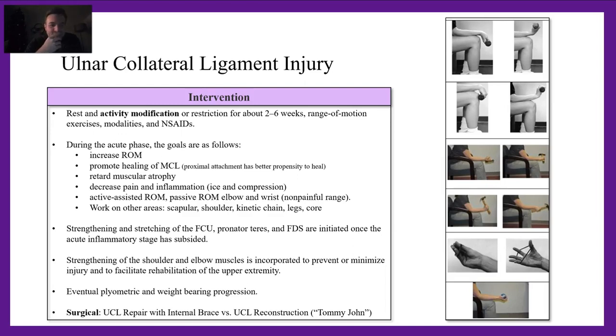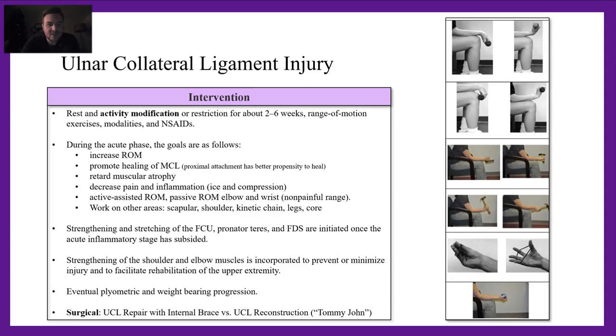So, UCL injuries, how do we treat these? We attempt a conservative approach first. Let's just put this in the context of a baseball player. We have a baseball player who feels a pain in their medial elbow. They get an MRI. It says partial thickness, low-grade sprain of the UCL, which is fancy words of saying that this is a partial grade injury. Then we will try to rest and perform activity modification or restriction about 6 weeks.